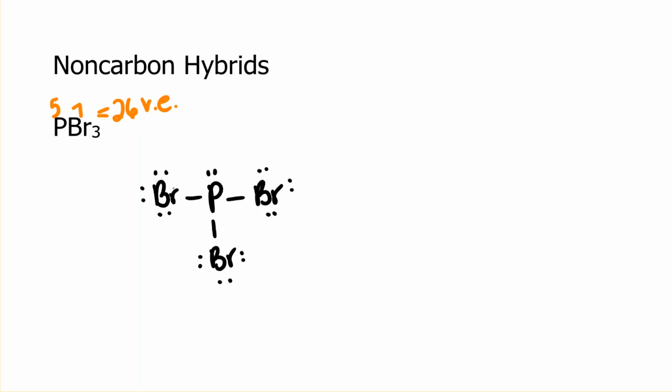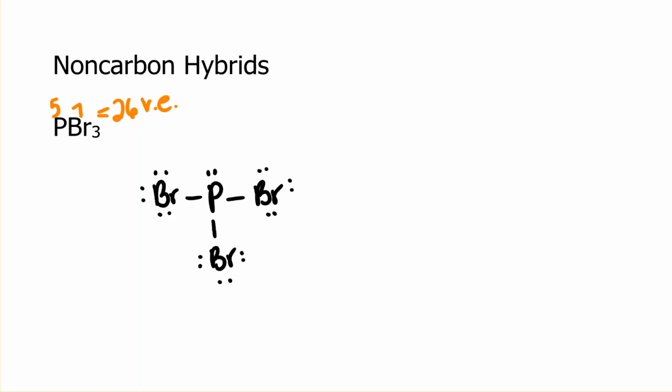Then I should check and make sure my central atom has an octet, and it does. If it doesn't, I would be making a double bond. It doesn't, so we're good. So we're done. Let's go ahead and do our geometry like we normally would do.